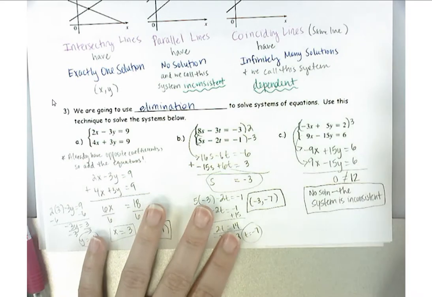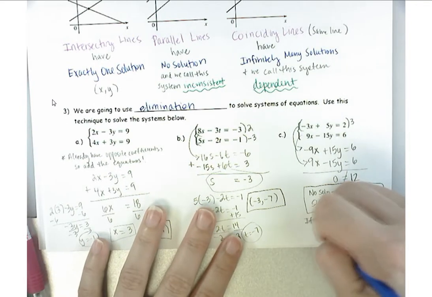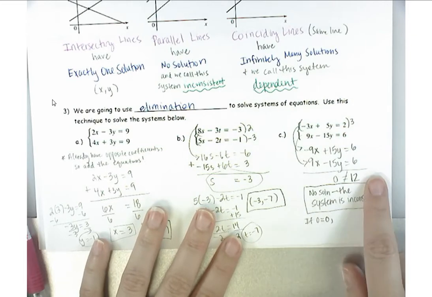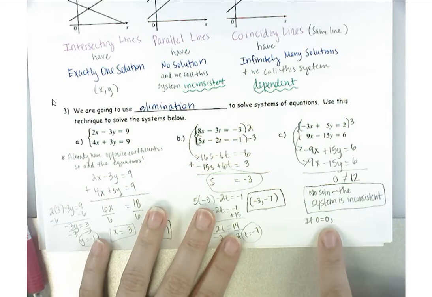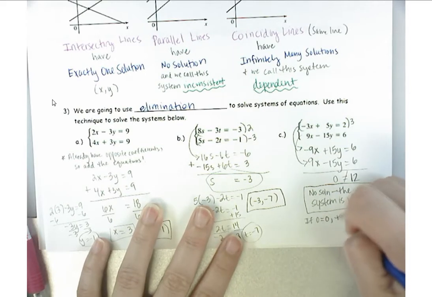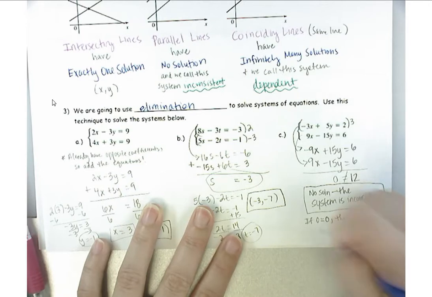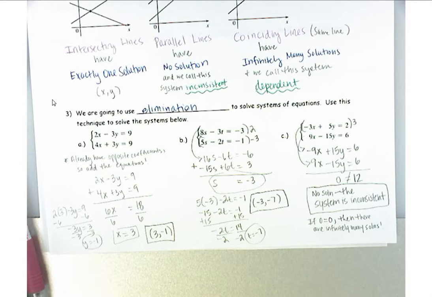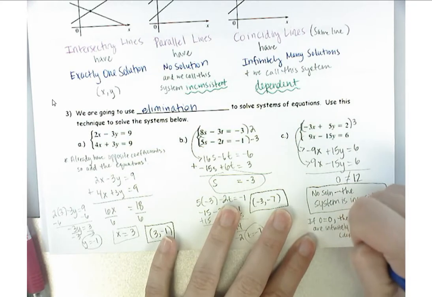Okay, I just want you to know if you did have 0 equal to 0, see how that's true? So if that was a negative 6, this would be a true statement. Then there are infinitely many solutions. So if you get cancellations with both variables and the statement is not true, it's inconsistent. If it is true, then there's infinitely many solutions, and then we call that dependent.